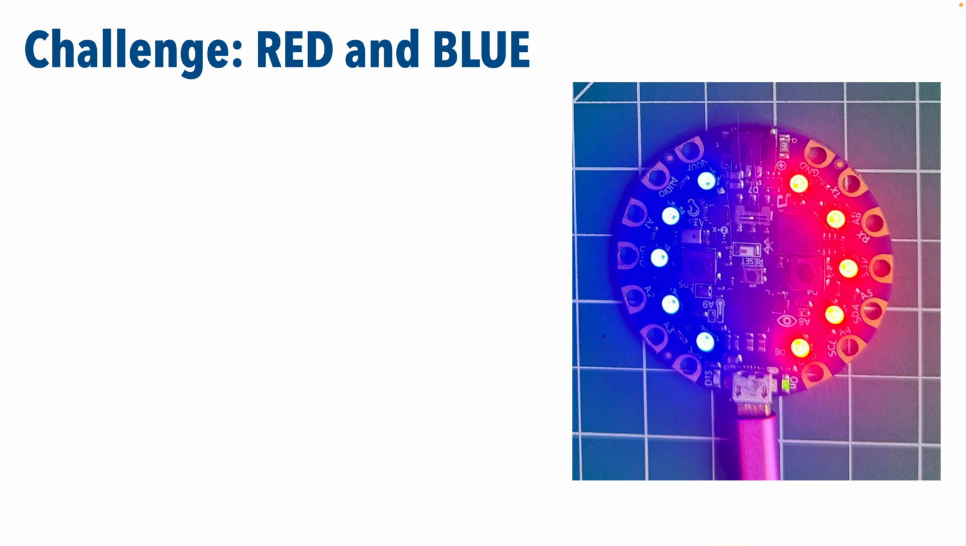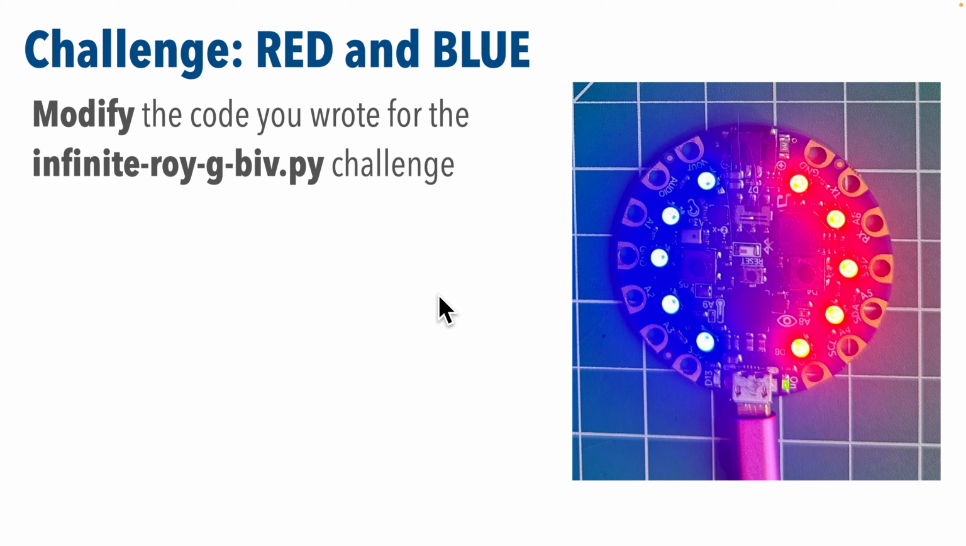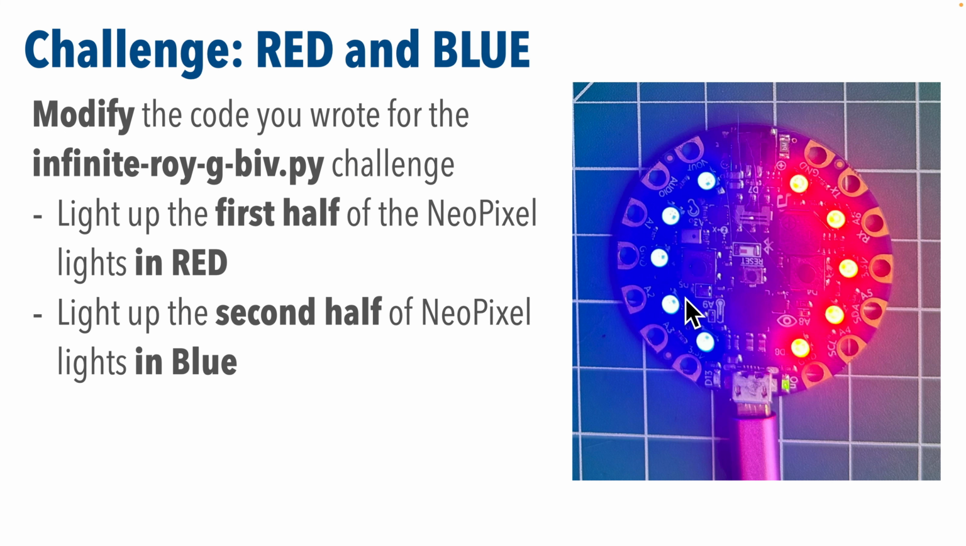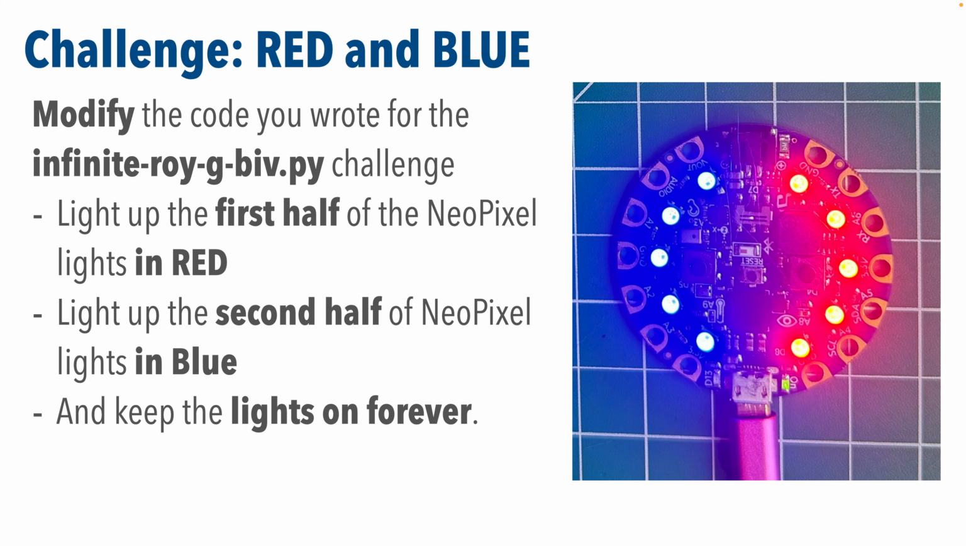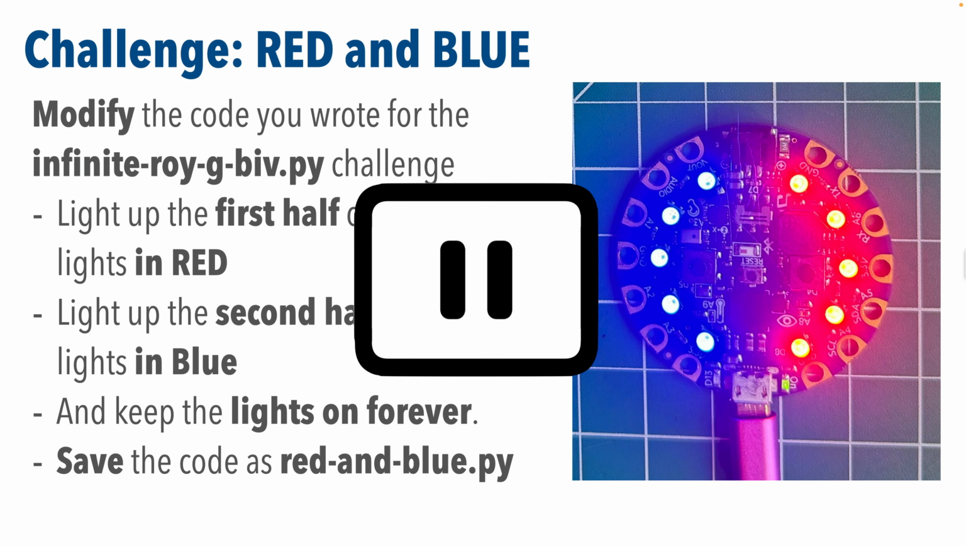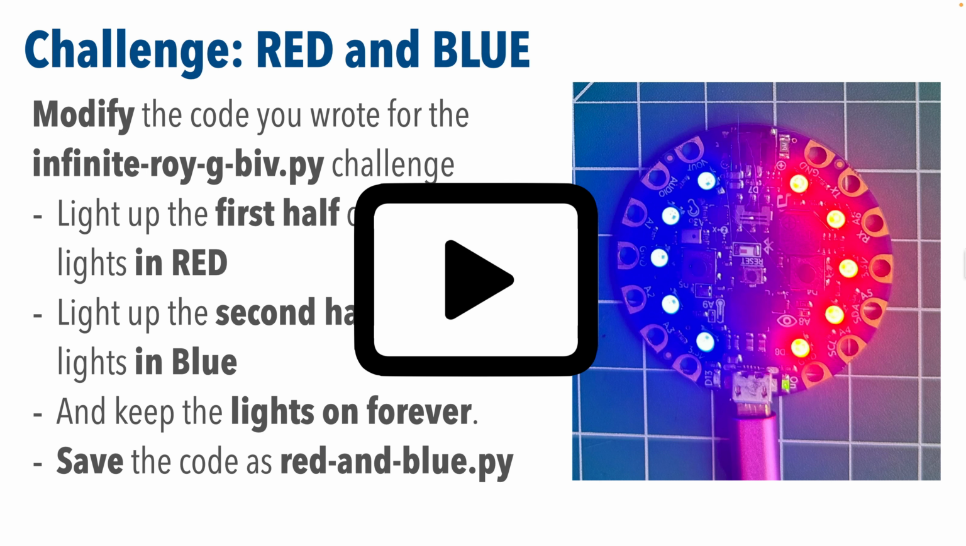This is the red and blue challenge. Get out of the REPL and work in code.py and write code to light up half of the pixels in red, half of the pixels in blue, just as you see here, and leave the lights on forever. Save your work as red and blue.py. You should be armed with the skills to make this happen. So pause. And when you think you got it, resume.